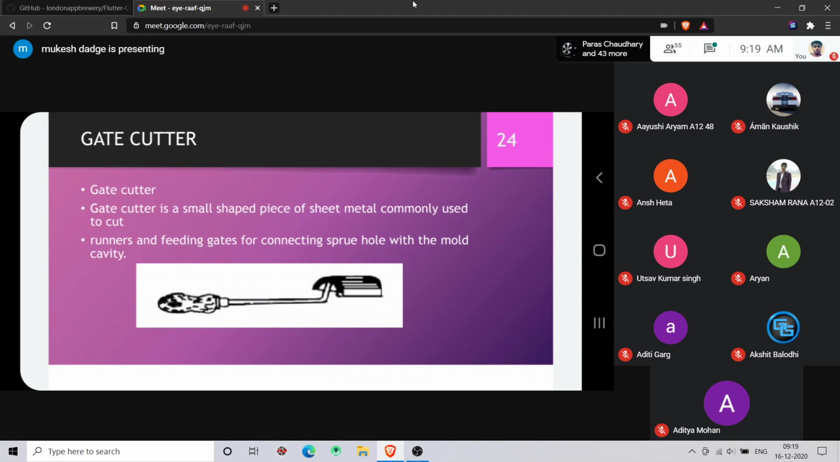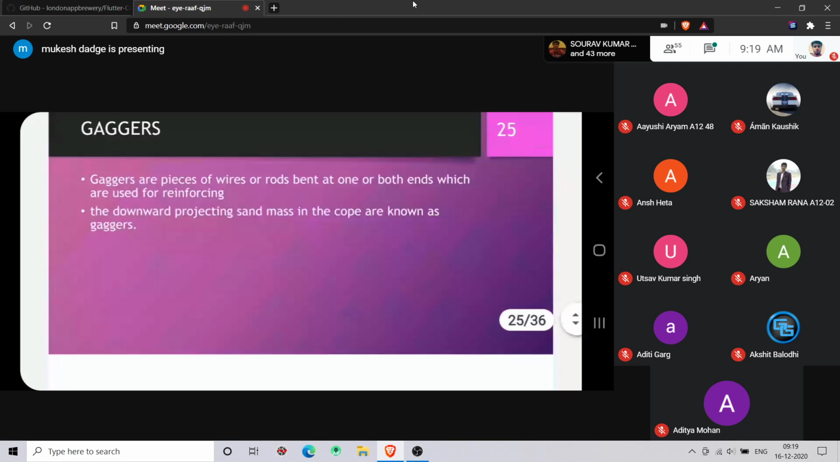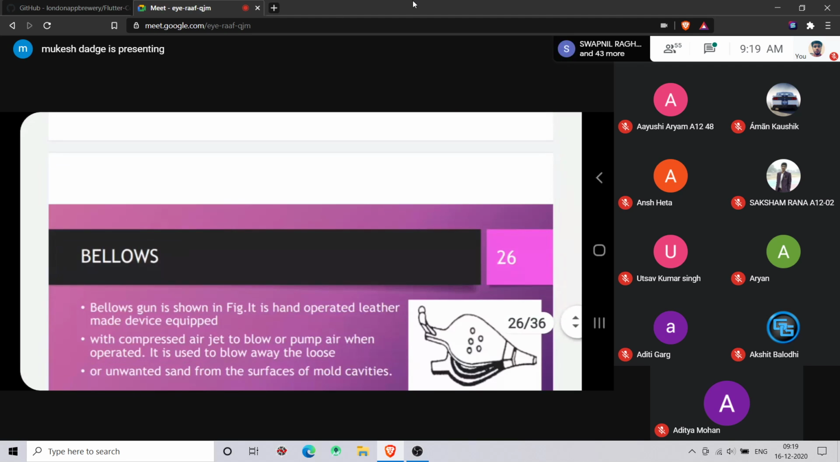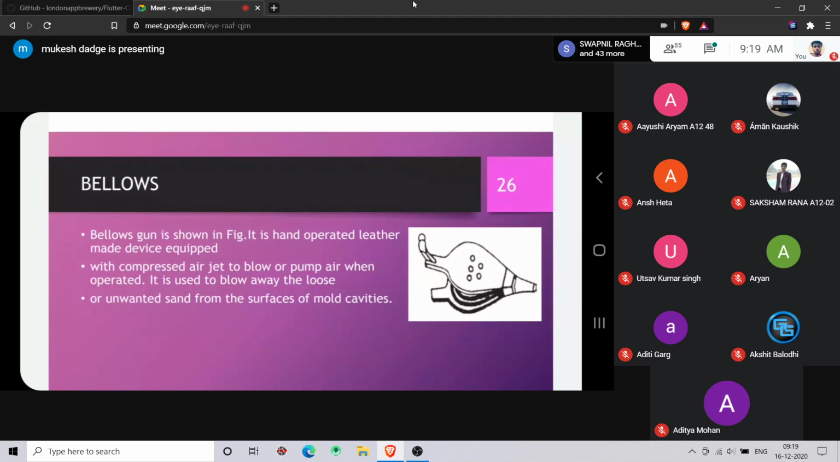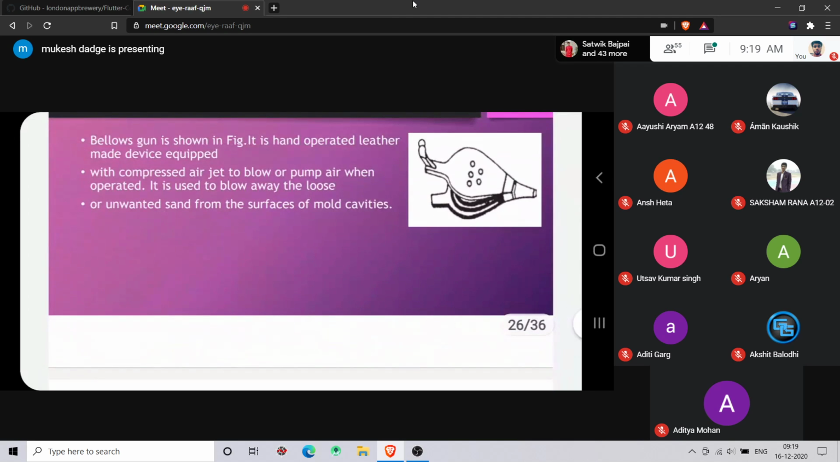Gate cutter is there. So gate is nothing but the passage for the molten metal. To create that passage, that gate cutter is used. Daggers are there, bellows are there, right? It is written there, their operations and all these things. So bellows, what is the use of bellows? If you want to clean your mold, that bellows are used. It is used to blow or pump air when operated. Compressed air use किया जाता है for the cleaning of your mold.